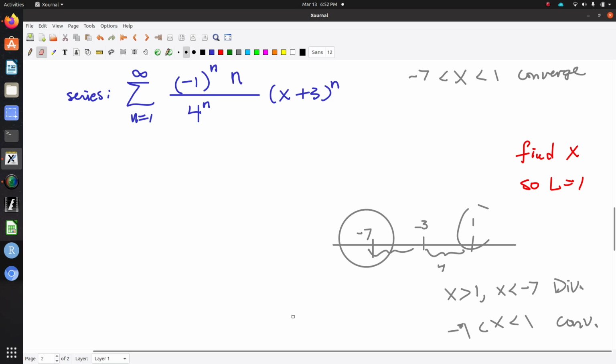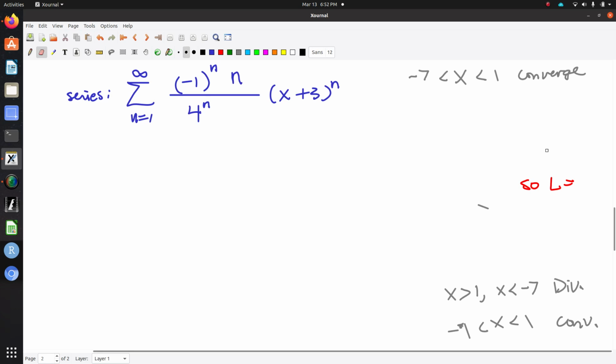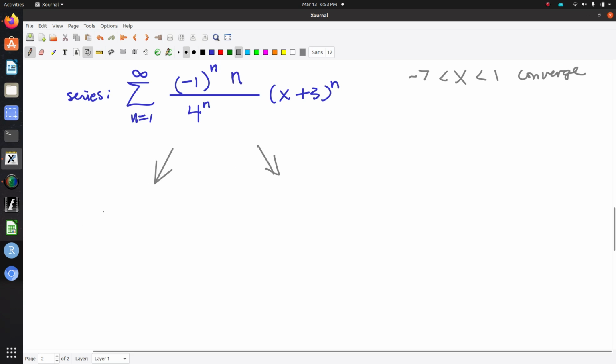I did get the same radius of convergence as the guy, whatever his name is, Paul. Okay, but I didn't look to see what else he said. So I'm going to just test these endpoints myself. I'm going to split this up now into these 2 cases: x is equal to -7 and x equals 1.